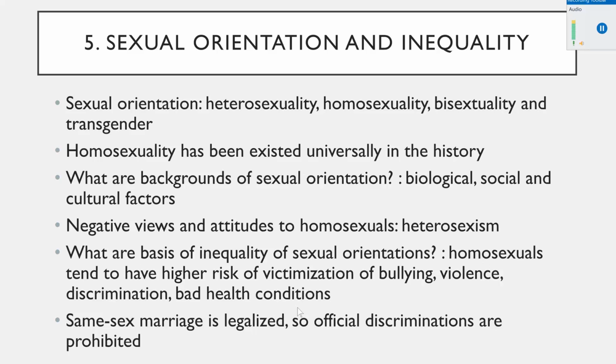Homosexuality is widely spread across the whole of history and society. So it's not very surprising that some percent of people are homosexual. And what are the backgrounds of sexual orientation? There are biological, social, and cultural factors. There are also negative views and attitudes about homosexuals, called heterosexism. And there are many inequalities based on sexual orientation, especially for homosexuals, bisexuals, and transgender people.